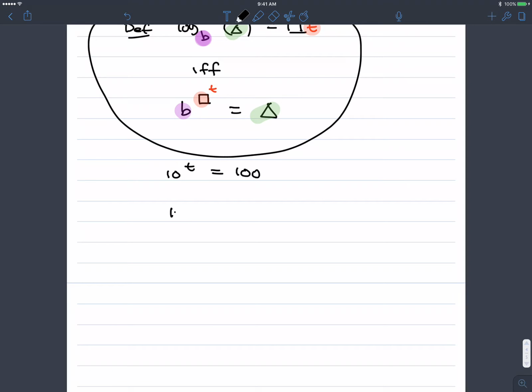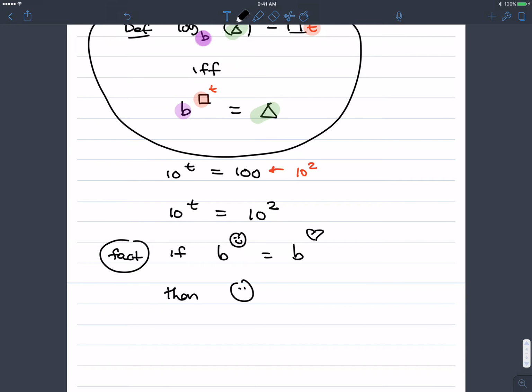And so let's notice that 10 to the t power can be described as 10 to the second power, because this number 100 is written as 10 squared. Okay? And now I'm going to use another idea here, just to review this idea. I'm going to use this repeatedly, this fact, that if I have a base to any power, happy face power is base to a heart, then what I can say is that my powers are the same.